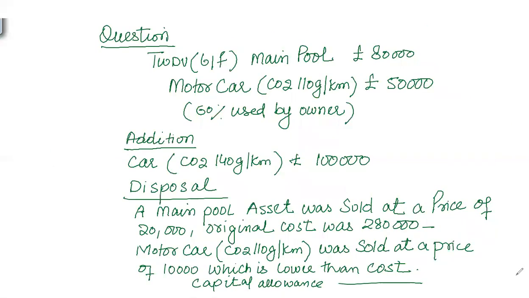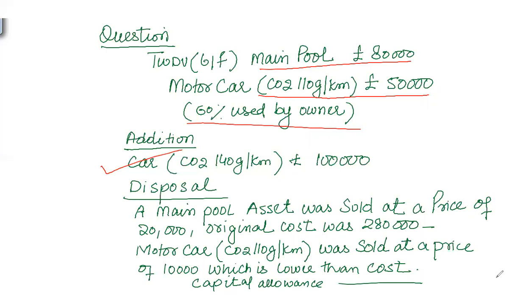Now let's apply these concepts to this example. For example, the opening balance of the main pool is given. A motor car opening balance is also given, which is a private use asset by the owner. Now there is an addition of a car, and a main pool item was sold at a price of 20,000. Its original cost was 2,80,000. The above motor car has been sold at a price of 10,000, which is lower than cost. You need to find out the capital allowance figure.